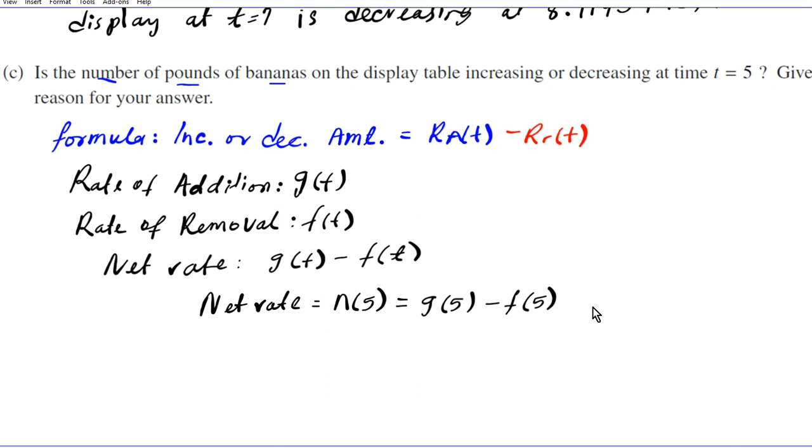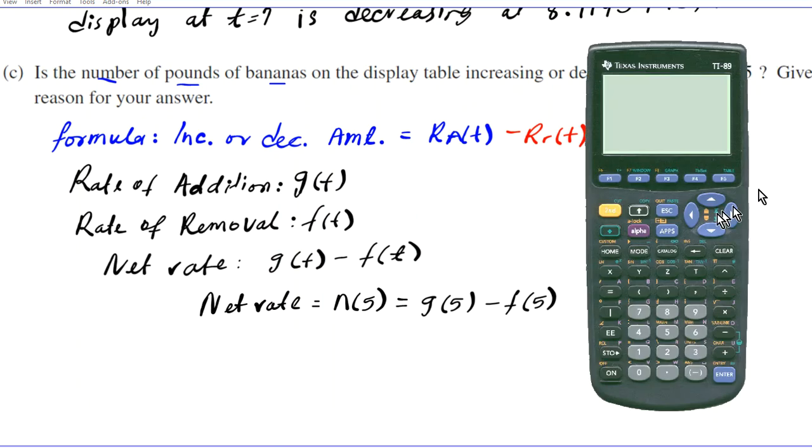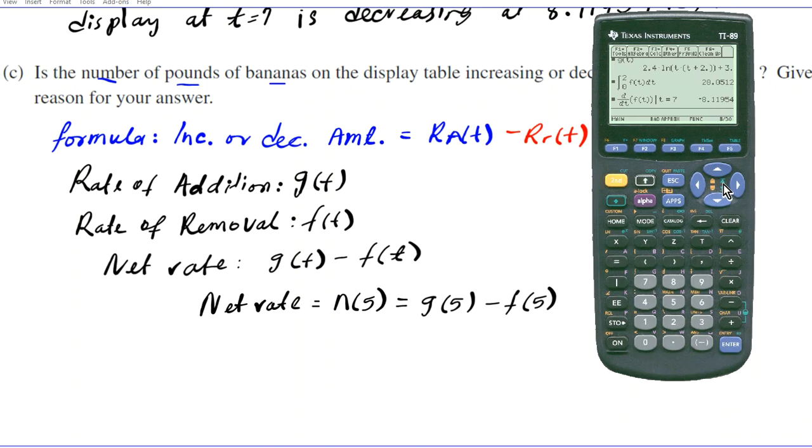Okay. So let's go ahead and just simply input that into our calculators, and we should be good to go. Okay. So I already have my f and g. You know what? Let's see. Oh, there goes f right there. I need to do g. So where are you, g? Okay, there goes g. So g of t minus f of t. So this just returns the difference in the net rate function. I don't need the net rate function. I need the net rate function evaluated at 5. So I'm just going to compute g of 5 minus f of 5. Okay, enter.